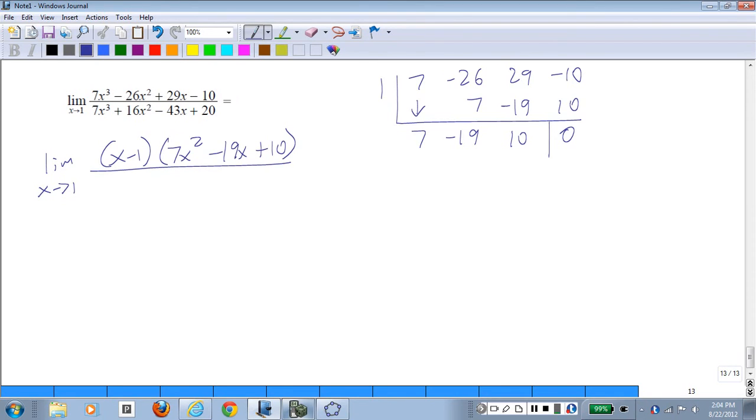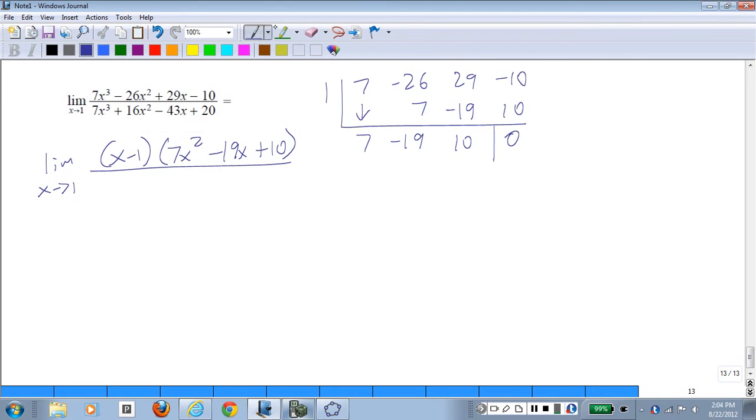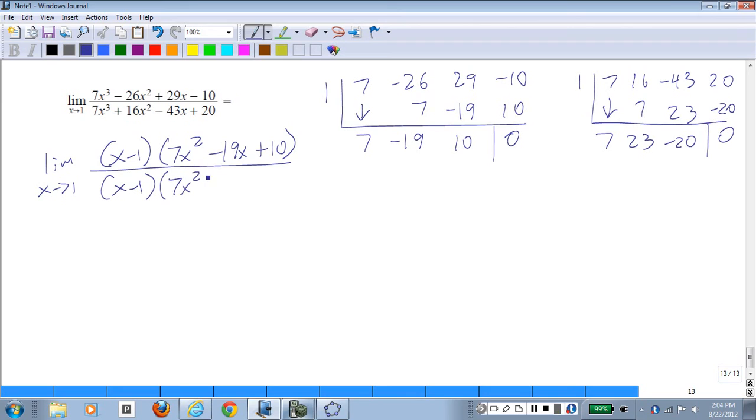So that's a big time step because we're more comfortable factoring quadratics than we are factoring cubics. Do the same thing with the denominator. Trying to put it maybe to the side of it so we don't get them mixed up. I probably should be color coding it, but I'm not. 7, 16, negative 43, 20. Bring down the 7, and then 20. There we go. So x minus 1 times 7x squared plus 23x minus 20.